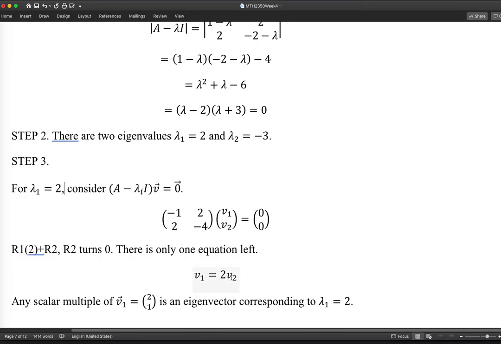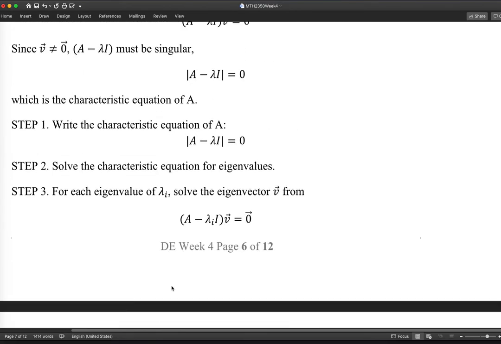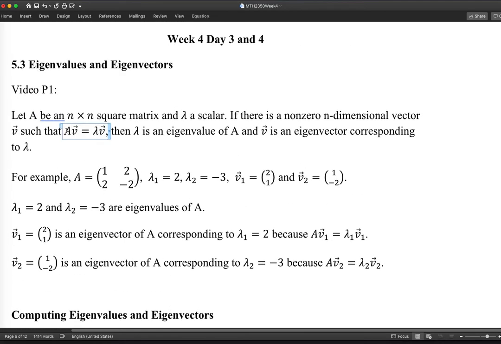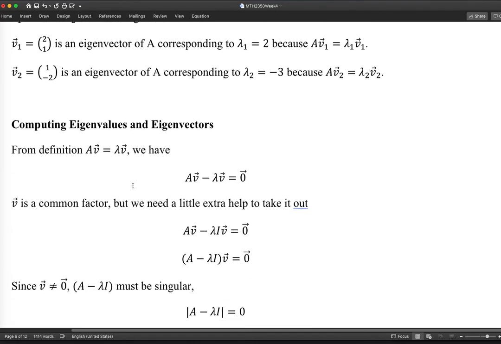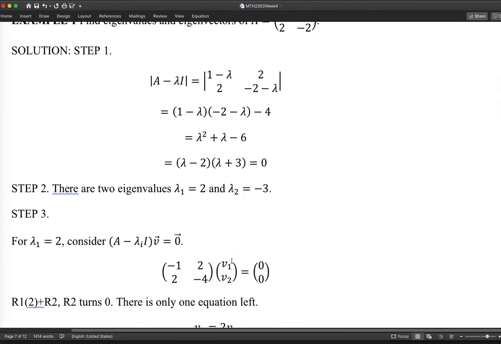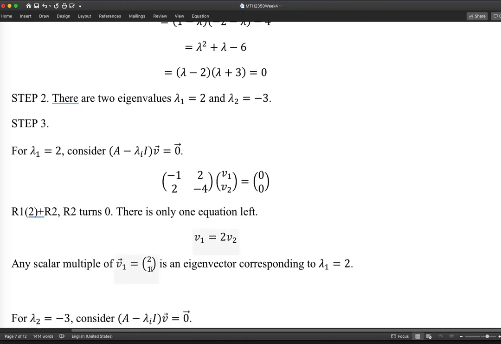And simply we can take v2 as 1, and then v1 would be 2. And v equals 2 and 1 will solve the system. It will meet the requirement of the definition of eigenvalues and eigenvectors. Remember, this is the definition of eigenvalues and eigenvectors. As long as this is true, this is equivalent to A minus lambda I times v equals 0. So the eigenvector we just solved here, 2 and 1, is an eigenvector.